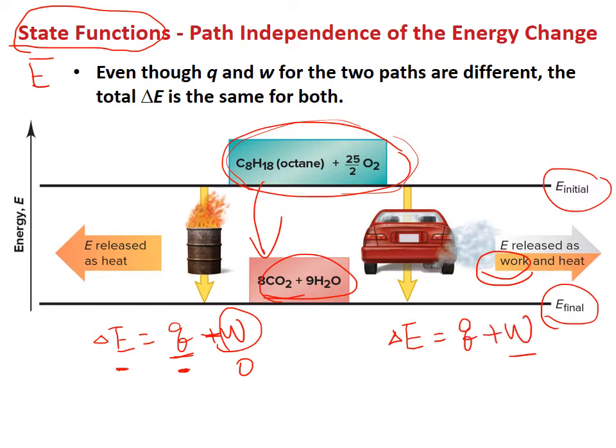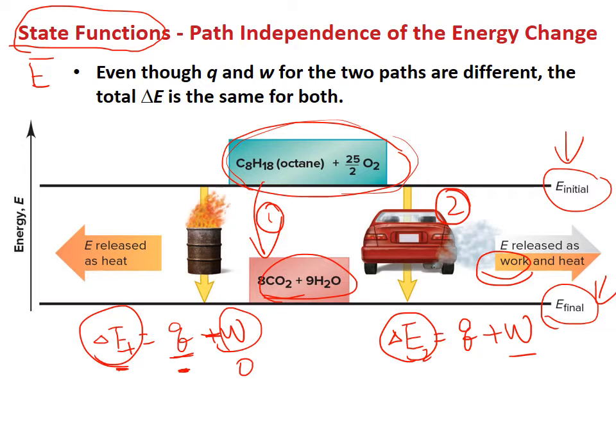Now in both process 1 and 2, they start with the same reactants and they end up with the same product. So the initial state and final state are the same. And because internal energy is a state function, delta E is the same. So delta E1 and delta E2 are the same, because they start with the same initial state and end up with the same final state.